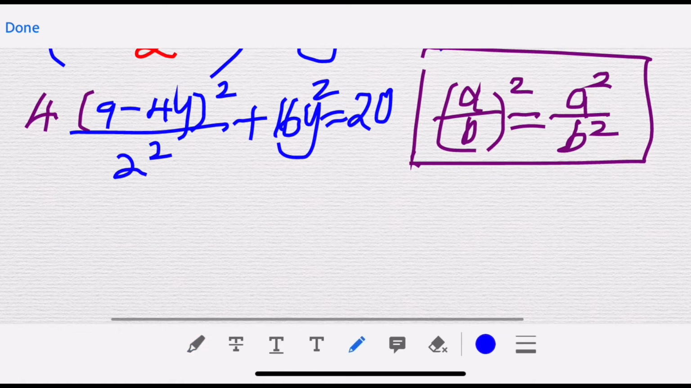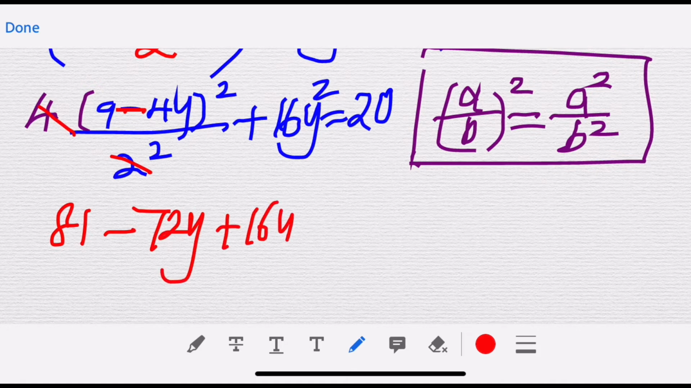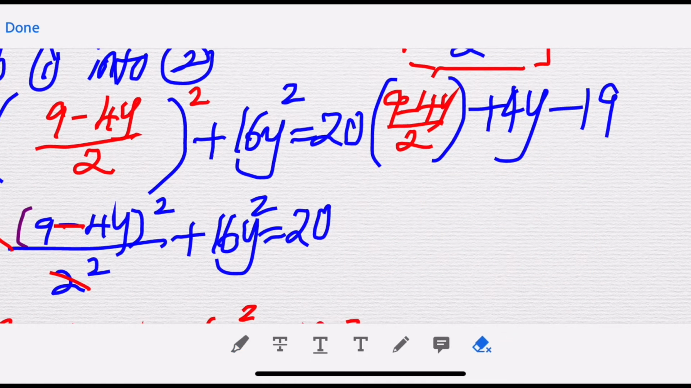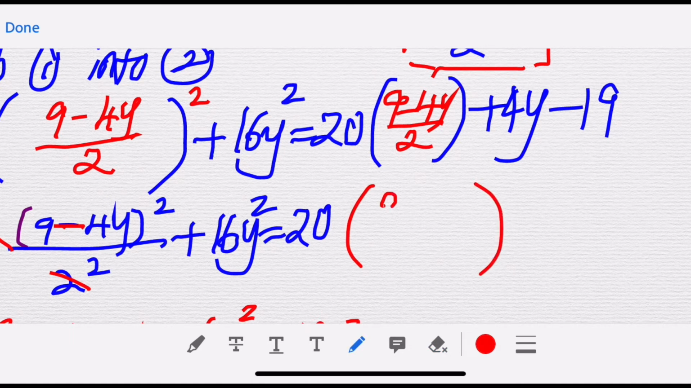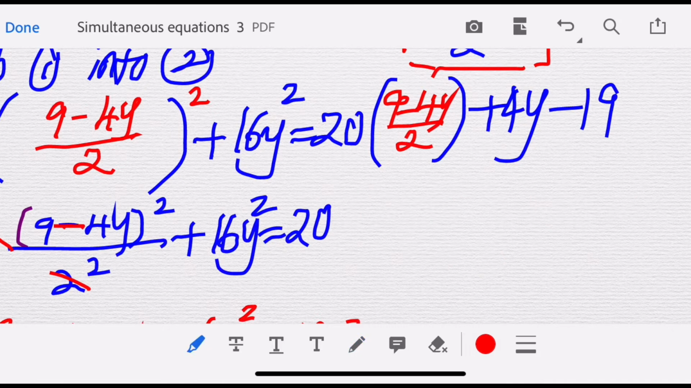Now you see this is 4, this is 4, I can cut, right? Why not? So now I just expand: 9 squared is 81, then minus 2 times 9, 18, 18 times 4 is 72y, plus 16y squared. I haven't completed yet, so let me continue. This is 9 minus 4y over 2, so I can simplify like this, 10, plus 4y minus 19.